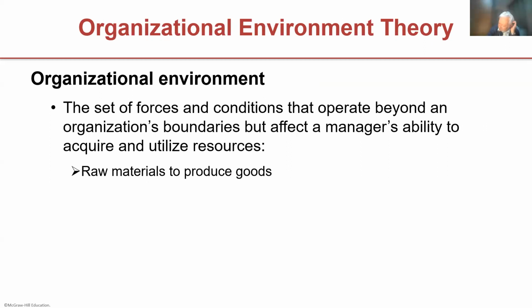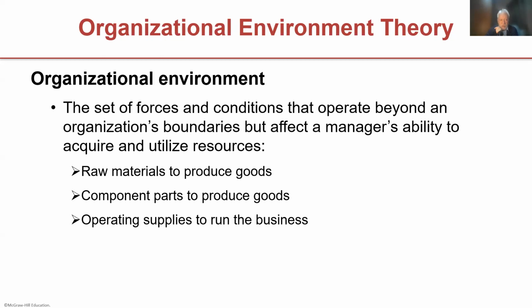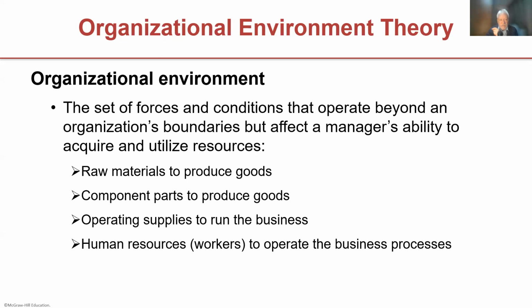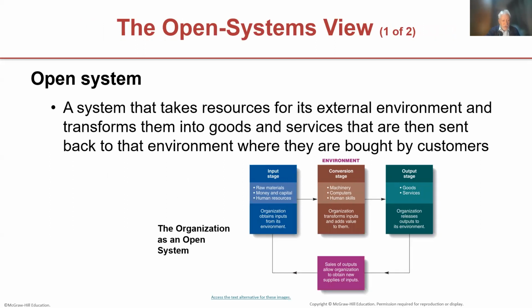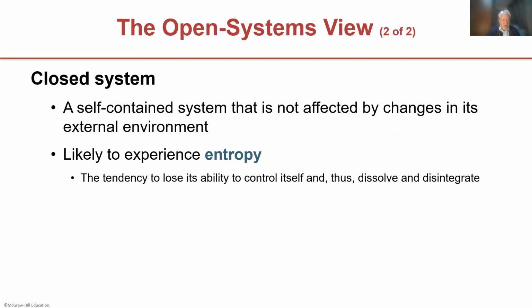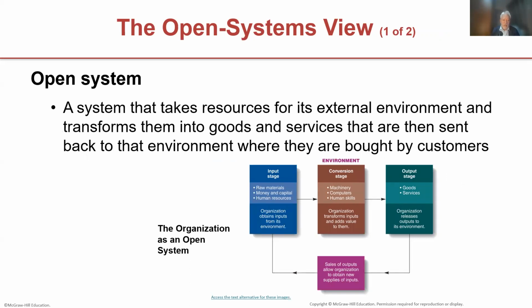So we know about the 5M model, no problem. But managers need to acquire raw materials to produce goods. They need to acquire component parts to produce goods, and they need operating supplies to run the business. Absolutely essential that they have those three things, plus the human resources, the workers, to make this work. And if you see that as a system, we can think of the system as being open or closed. A closed system is something which doesn't interact with its environment, and it's likely to decay, whereas an open system is something which is constantly moving goods out into the ecosystem and bringing more raw materials into the ecosystem. So we draw it as this input-output model that you see in front of you.